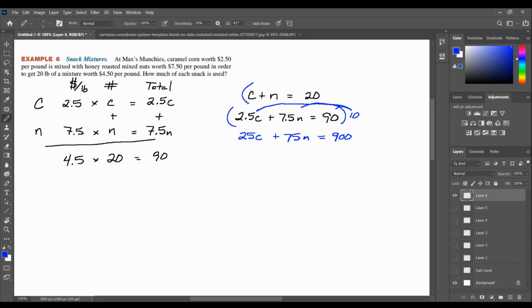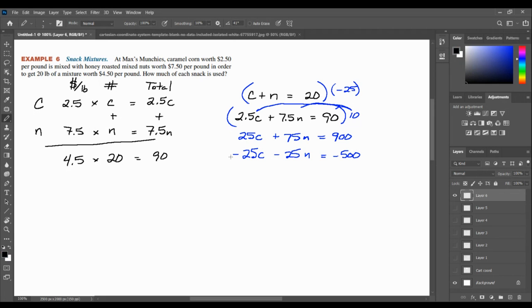So I think I'm also going to multiply this one by negative 25. And I'm doing that because that will eliminate the C. So I've got negative 25C minus 25N equals negative 20 times 25 would be 500. And I'm doing that in my head. I do 2 times 25, which is 50, and then times 10. Add the 0 on the end.